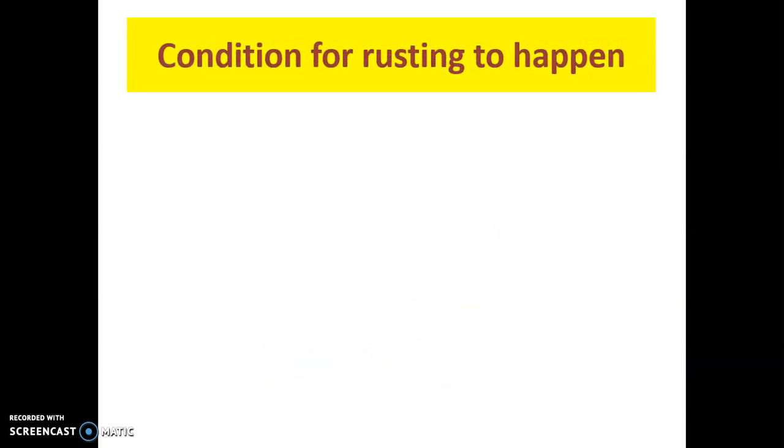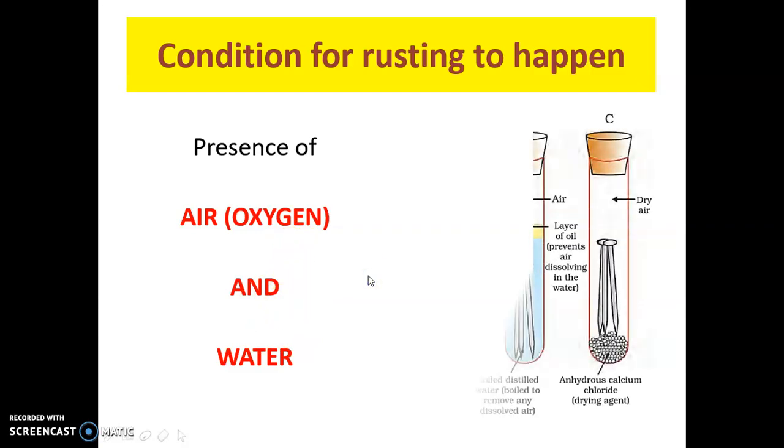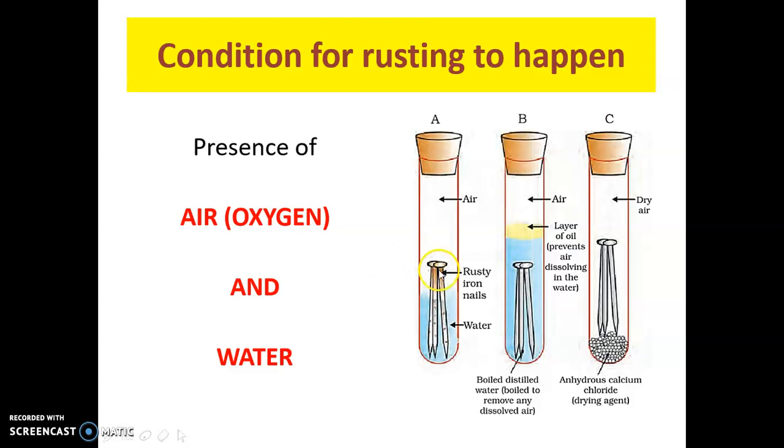What are the conditions for rusting to happen? You need air, which is the oxygen, and also water for the rusting to happen. Both conditions are essential, a must for rusting to happen. For example, you see these three different test tubes. The first test tube contains air and water. So with the presence of these two conditions, the iron will rust.